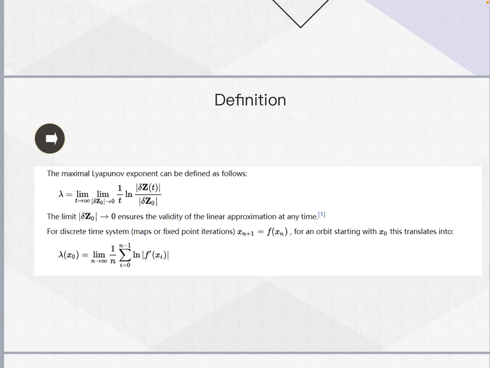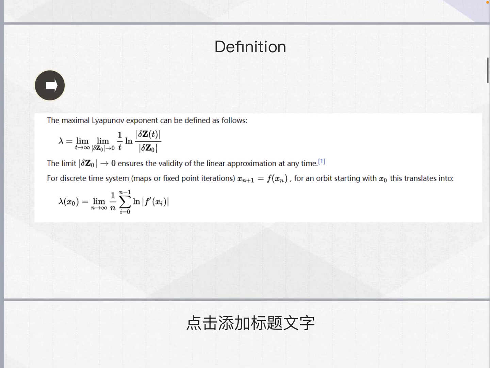And for discrete time systems, x_(n+1) equals f(x_n) for an orbit starting with x_0. This translates into this formula.